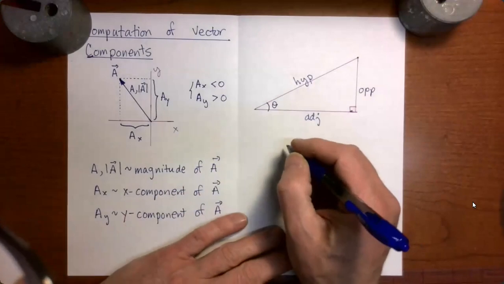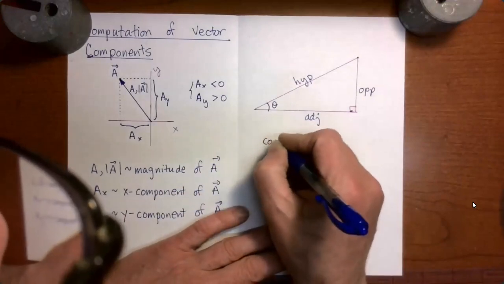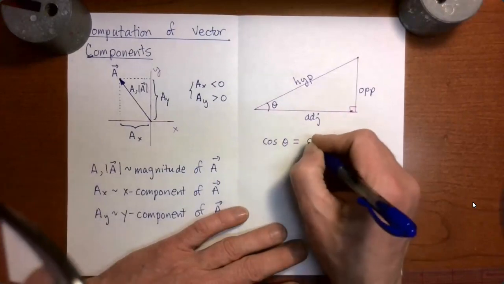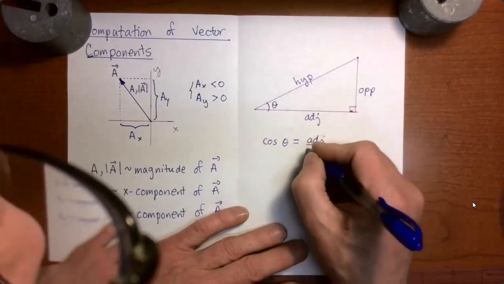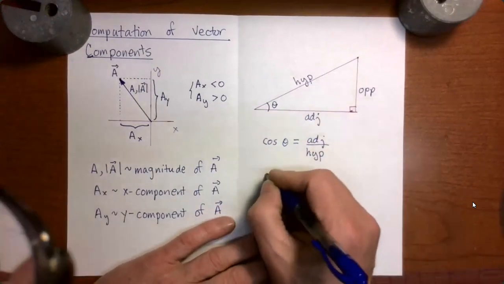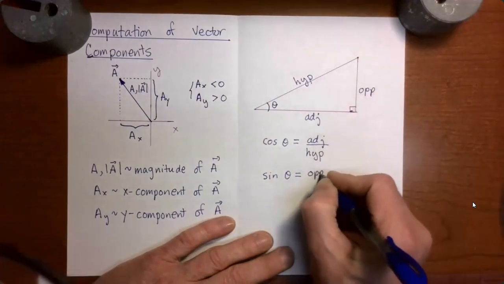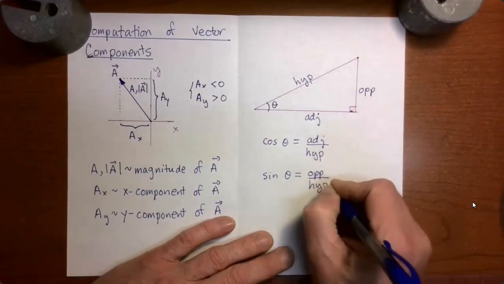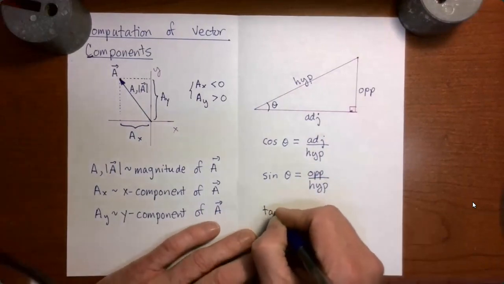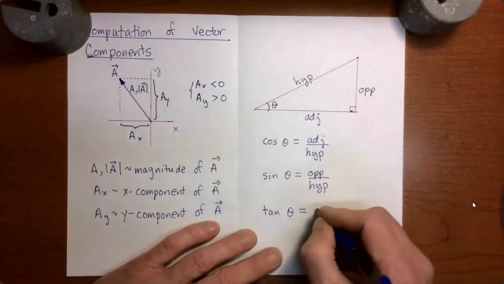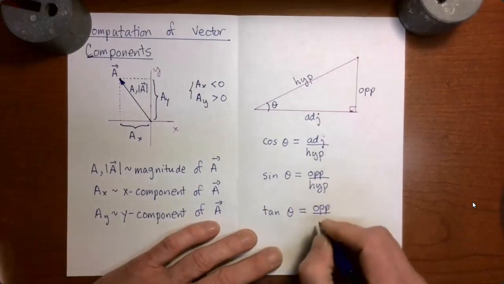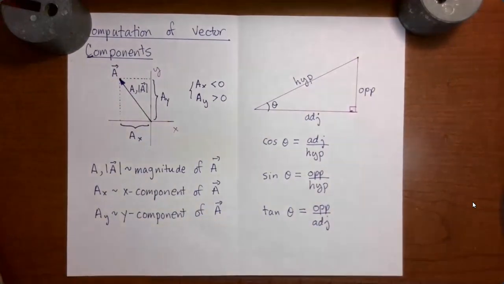Now, perhaps you remember from your trig class that the cosine of the angle theta is defined as the length of the adjacent side divided by the length of the hypotenuse. The sine of the angle theta is defined to be the length of the opposite side divided by the length of the hypotenuse. And the tangent of the angle theta is defined to be the length of the opposite side divided by the length of the adjacent side. These are three basic trigonometric functions which we're going to be using over and over in this class.